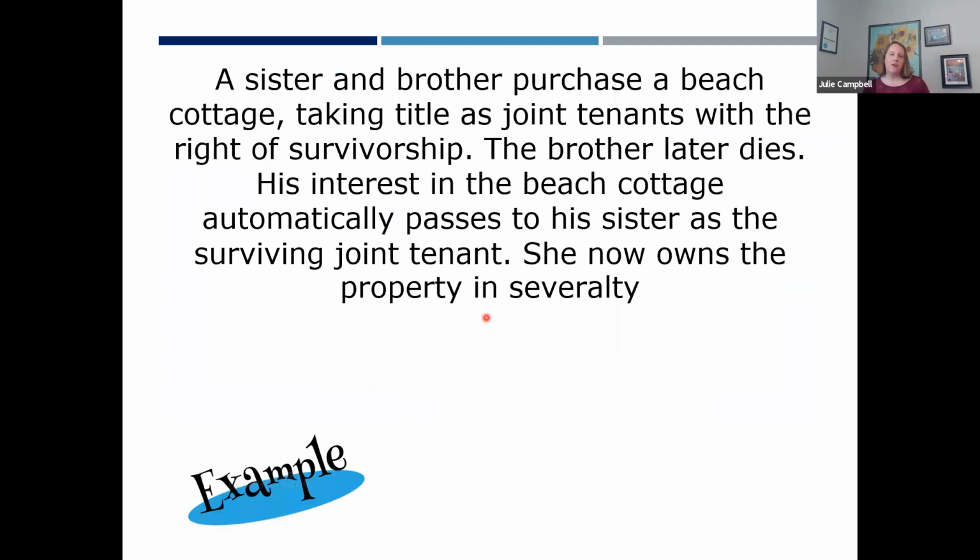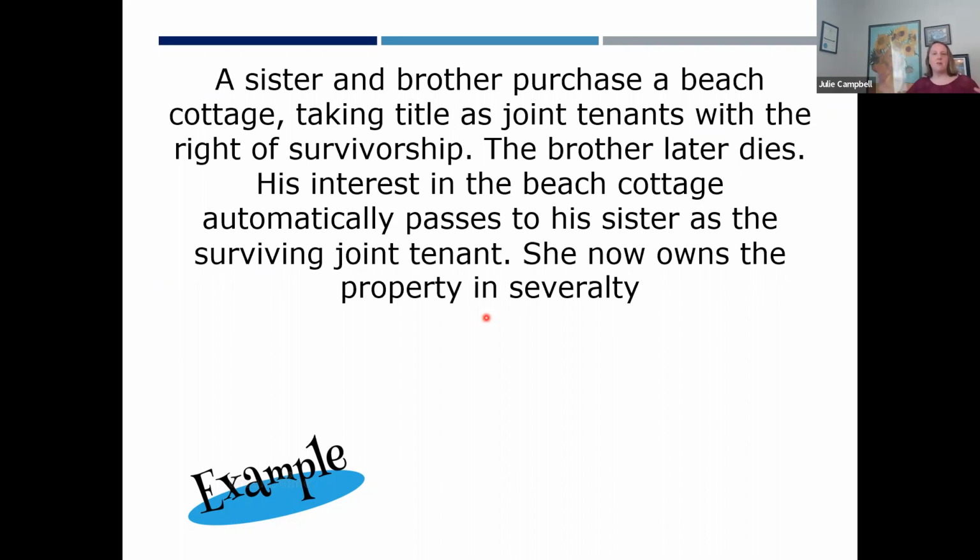So if you have a sister and a brother purchase a beach cottage, they take title as joint tenants with the right of survivorship. The brother later dies. His interest automatically passes to his sister as the surviving joint tenant. She now owns the property in severalty.